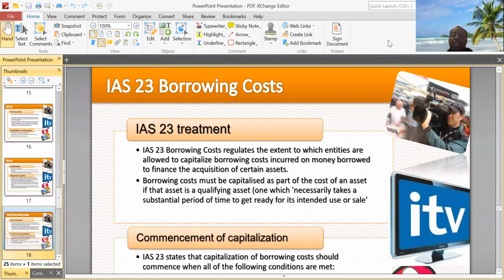So that's what IAS 23 is looking to do. And borrowing costs can be capitalized as part of the cost of an asset if the asset is a qualifying asset. So what IAS 23 is telling us is that these borrowing costs must be capitalized. That means it must be recognized on the balance sheet or the statement of financial position as part of the cost of the asset if that asset is a qualifying asset. So you add the borrowing cost to the cost of the asset and capitalize it.